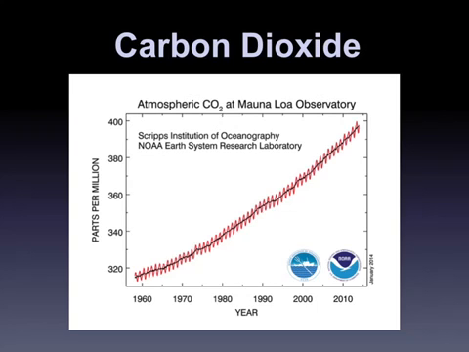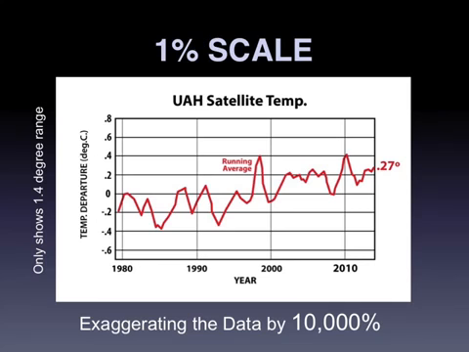To be honest, most graphs aren't shown at 100%. But I always try to determine what a 100% graph might look like to see how much they're exaggerating the data. And it all comes down to what scale the data is being shown at. So let's take the temperature record for instance. Most temperature records, where they're showing an increase in global warming, aren't shown at 100% or even 10%, but at a 1% scale. At a 1% scale, they are exaggerating the data by 10,000%.